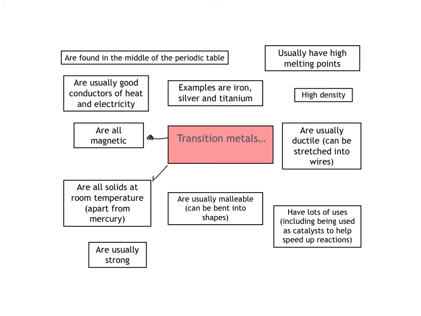They are all solids at room temperature apart from mercury, which is a liquid, so that's the only one in the middle that isn't a solid. They can all be bent into shape, so they're malleable. They have quite high density, high melting and boiling points, okay? Ductile, have lots of uses, good conductors of heat and electricity. I would be expecting you to write in your notes at least 4, okay, to remember.